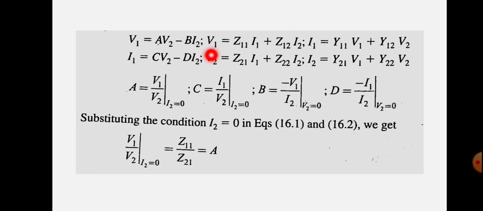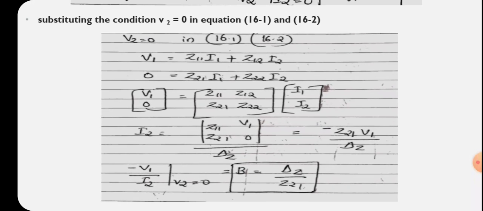And when V2 equal to 0, this term becomes 0. The rest of the terms are the same. So let us write the equation. When V2 equal to 0, we will get equations 16.1 and 16.2, as V1 is this equation and V2 is set to 0. So this is the equation. We can write this in the matrix form. So we will get V1, 0 and this is Z11, Z12, Z21, Z22 and this is I1, I2.